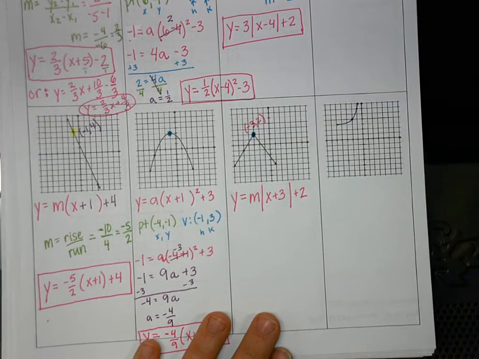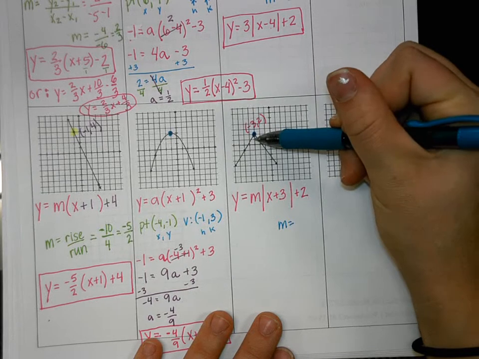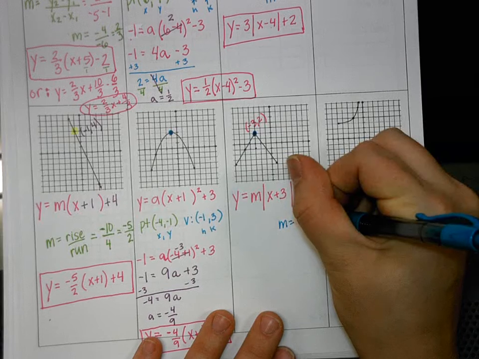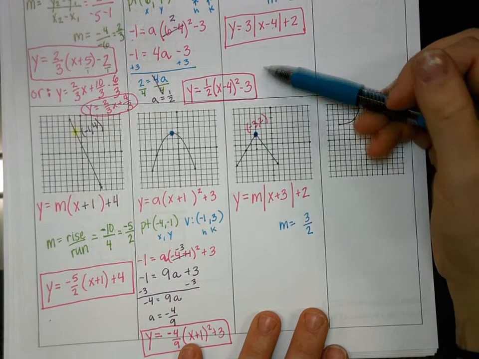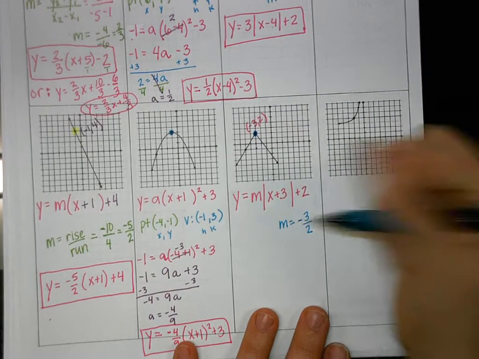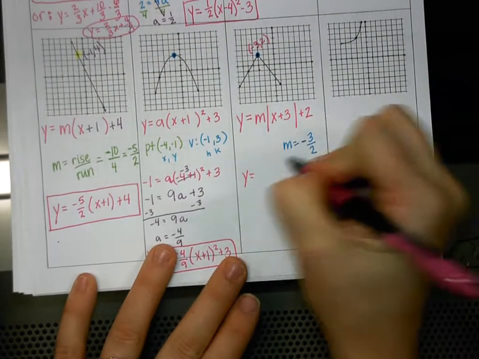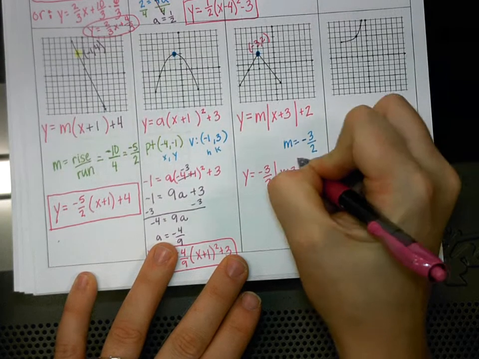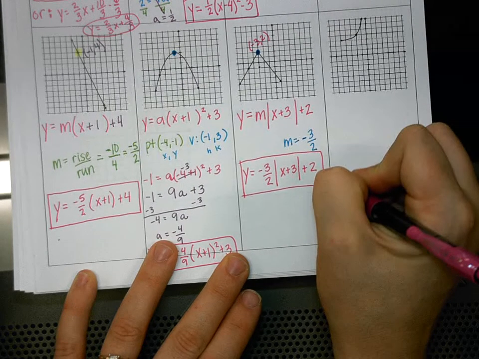What is my slope here? Down 3 over 2. And then I want to determine the positive or negative based off of whether this is opening up or down. And it's opening down, so that means this is a negative slope. So I plug my slope into my equation, and that gives me my answer for writing my equation.